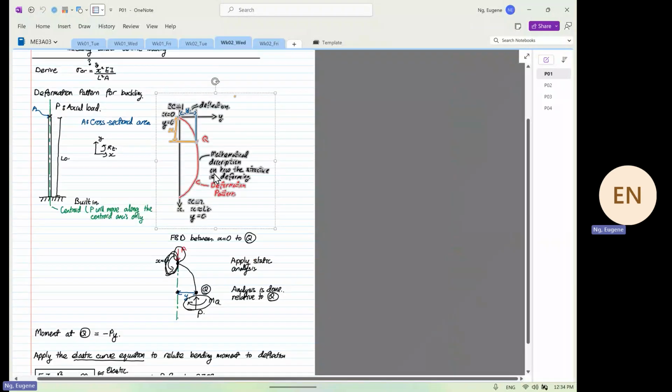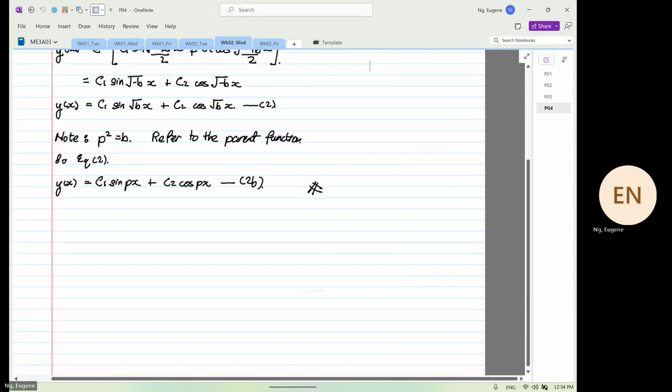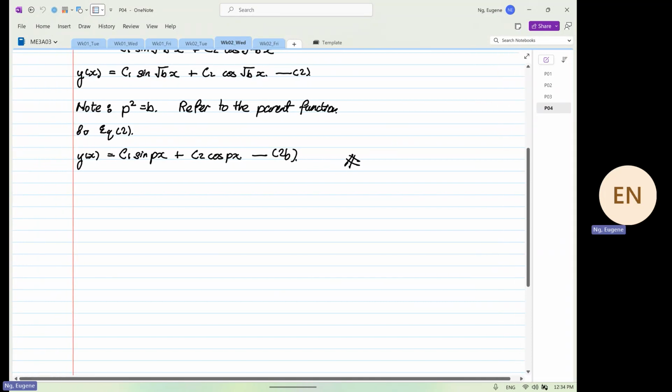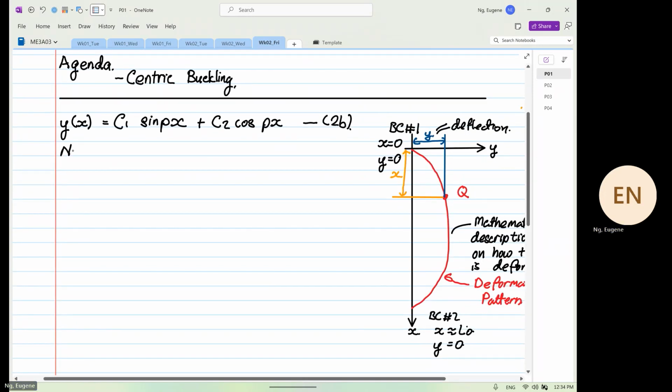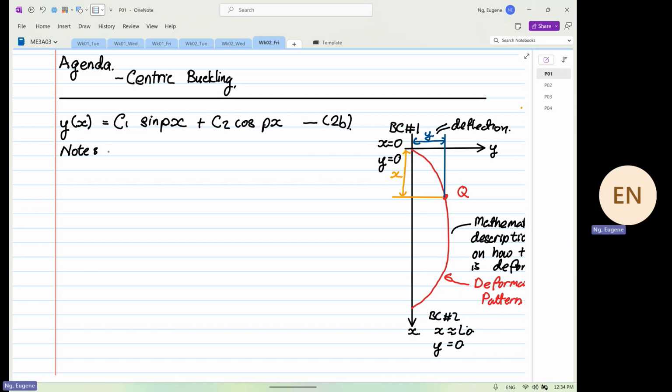I would like to continue off where we left off. So on Wednesday, we left off by writing y as a function of x is equal to C1 sine px plus C2 cos px. So let me remind you that note small p is equal to the square root of big P divided by EI. The capital P over here is the axial load.